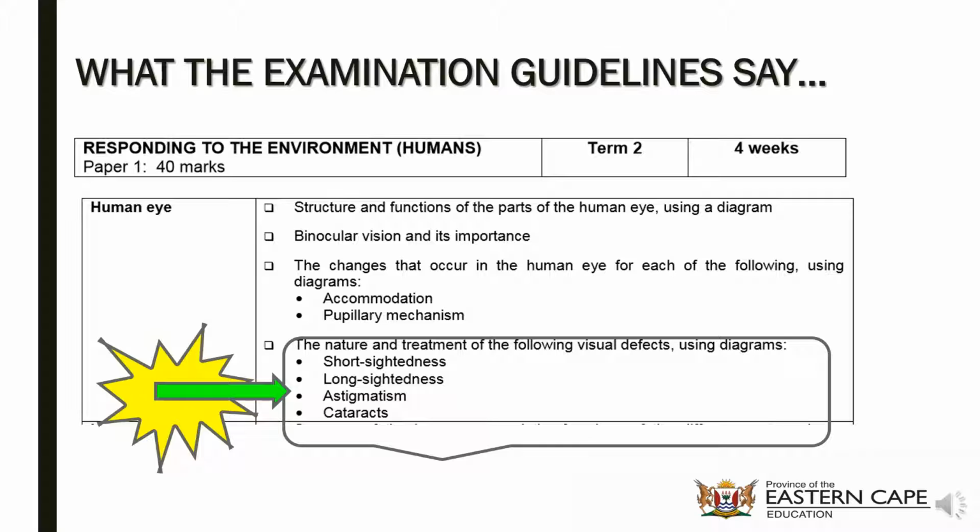And you need to pay particular attention to the diagrams that are going to be presented to you and be able, if given a diagram, to say, well, what condition is it based on the setup that will be there in that particular diagram. And the 4 eye defects that we're going to be looking at are short-sightedness, also known as myopia, long-sightedness, hypermetropia, astigmatism, and cataracts.